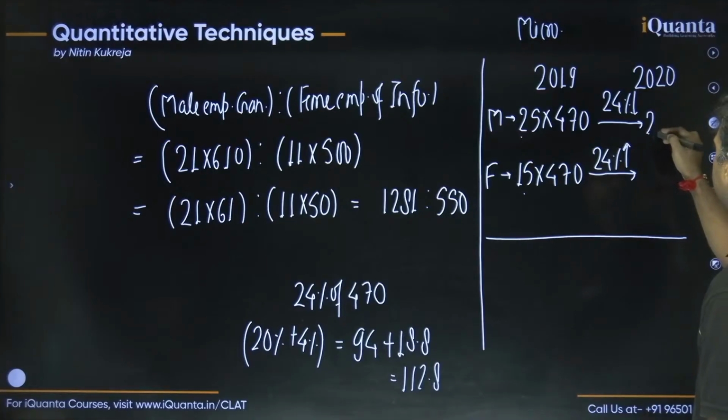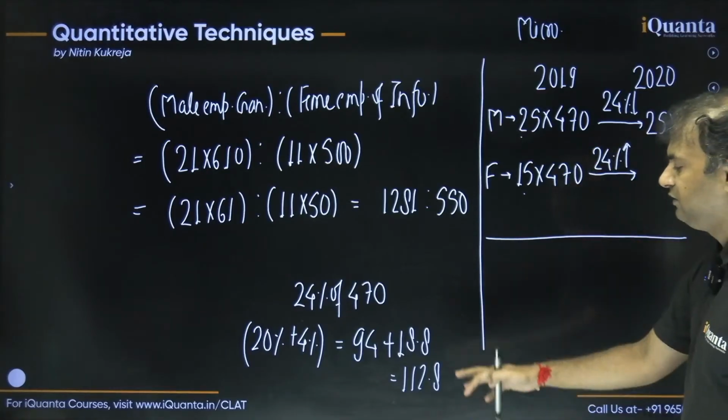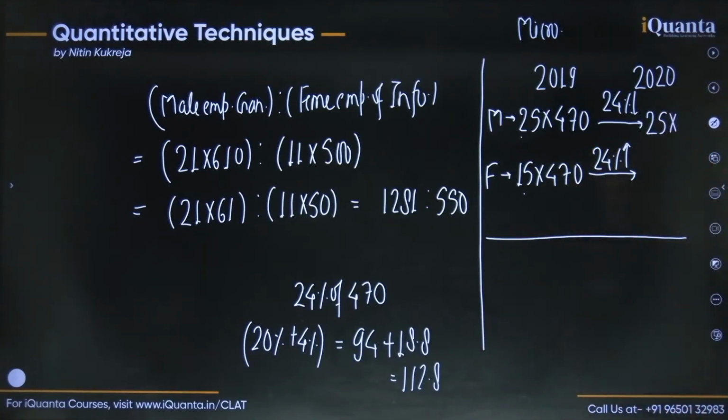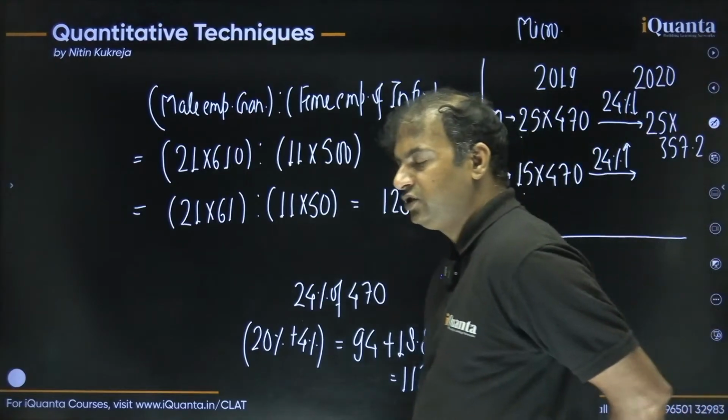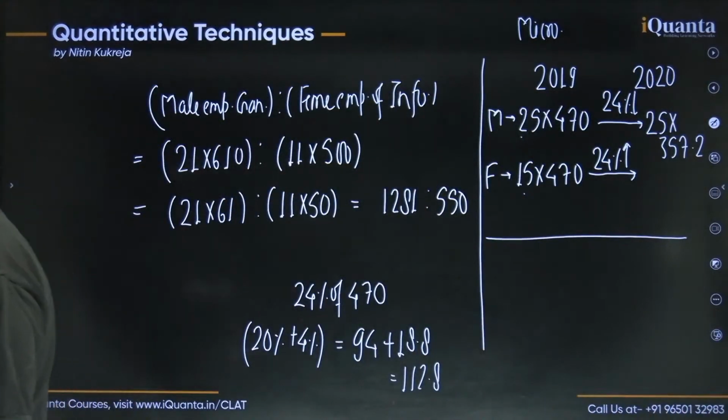So let's decrease it by 112.8. This will be 25 into 470 minus 112.8. 470 minus 100 is 370, 370 minus 10 is 360, 360 minus 2 is 358, 358 minus 0.8 is 357.2. So this should be 25 into 357.2. This should be the number of male employees in 2020 in the company Microsoft. Hope that is clear to all of you. If not, you can let me know.